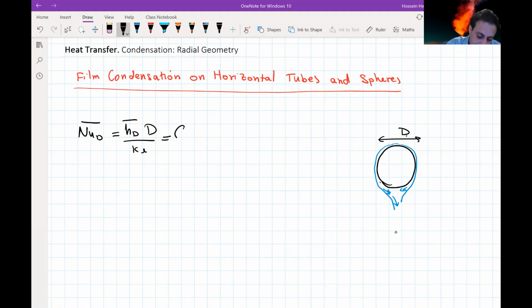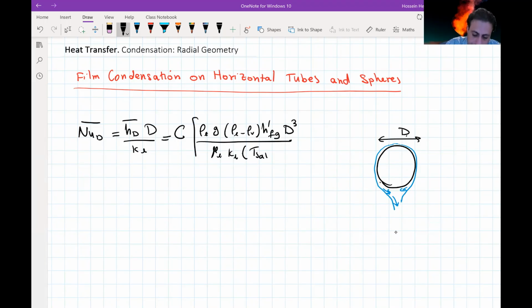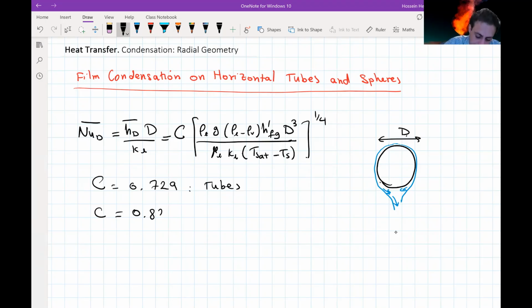So this is going to be C times [rho_L g (rho_L minus rho_V) h'_fg D^3 divided by mu_L k_L (T_sat minus T_s)] to the power of 1 over 4, where C is 0.729 for tubes, for cylinders, and C is 0.826 for spheres.